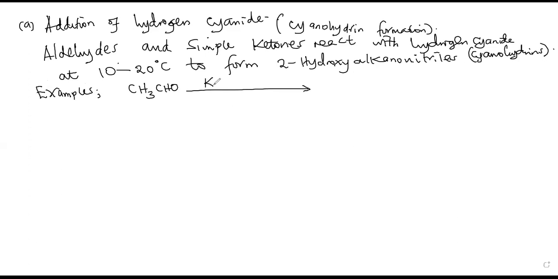One can give you potassium cyanide and dilute sulfuric acid at a temperature of 10 to 20 degrees Celsius. All right? You can have such a reaction, or they can give it to you direct: CH3CHO plus hydrogen cyanide, direct.